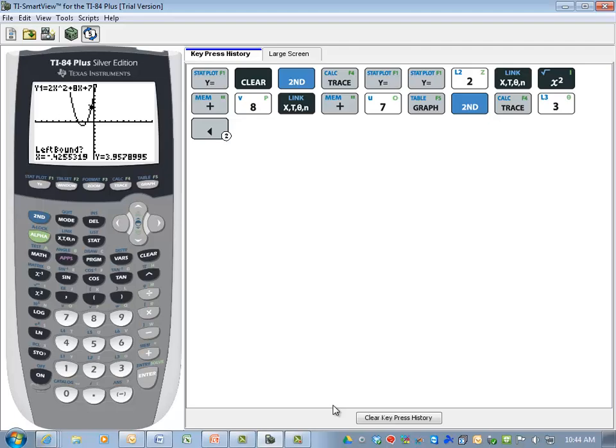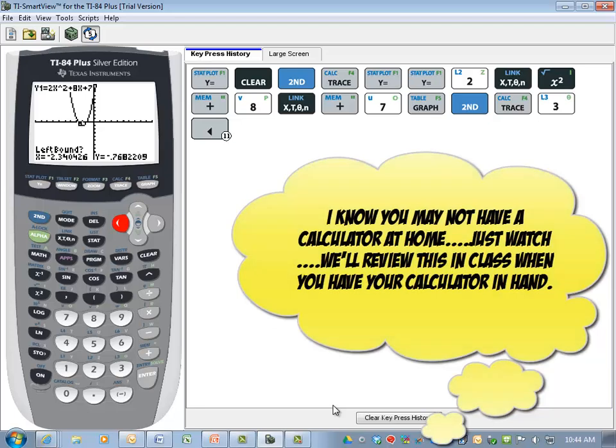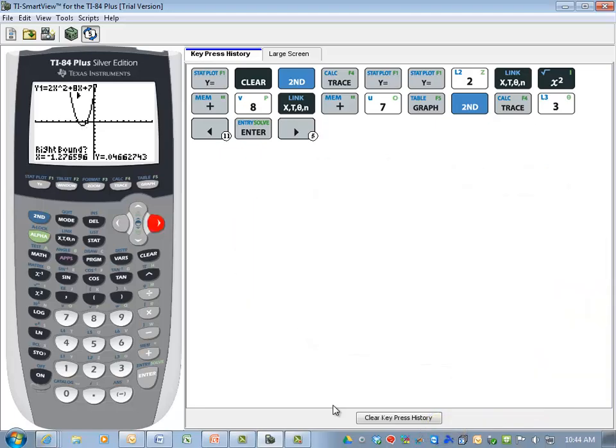You scroll to the left because I want what's just left of the minimum. Hit enter. Then I scroll to the right, just right of the minimum. Hit enter. I don't want to guess, so I hit enter one more time. And there's my minimum. So that's basically -2, -1. That point, -2, -1, is my vertex.